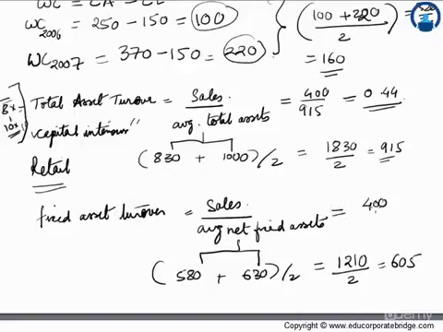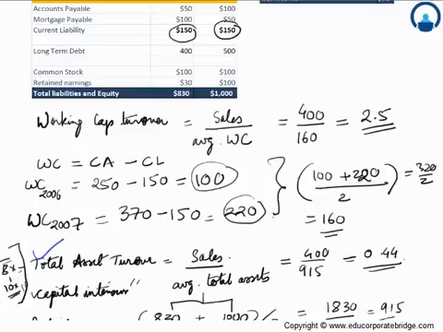Sales is 400 divided by 605. This is equal to 0.66. So we have calculated almost every activity turnover here. Fixed asset turnover, we have calculated total asset turnover, and we have also calculated at the top the working capital turnover. So let us now move forward and look at the liquidity ratios.